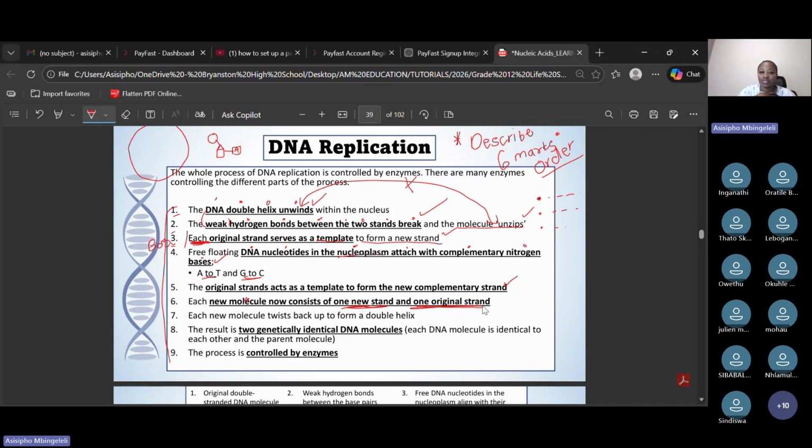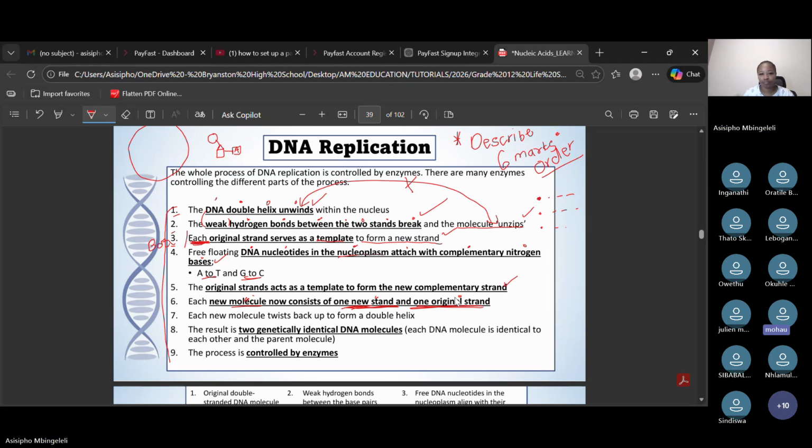But like I said, our notes, we update them. So these are straightforward. What you've said is the same as this. You're not going to be penalized. You said each new molecule has a new strand and an original strand. So that'll be fine. Okay.